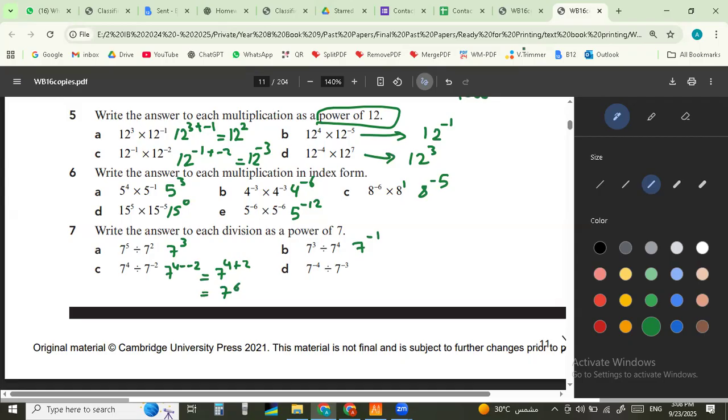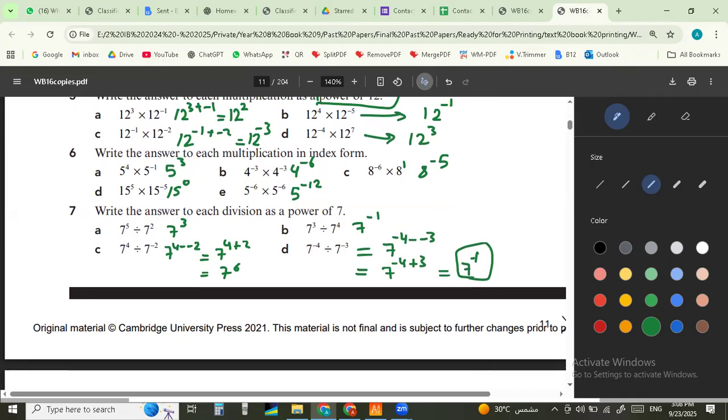The last question here says to you, we subtract the powers, so it is 7 to the power of negative 4 minus negative 3. So it is equal to 7 to the power of negative 4 plus 3, which is equal to 7 to the power of negative 1. Okay, good. Let's continue with the next page.